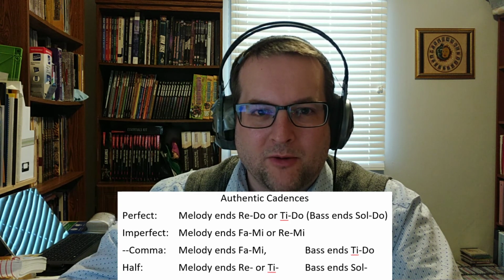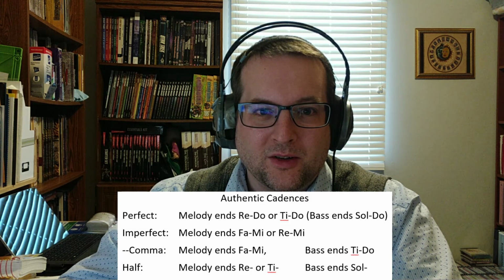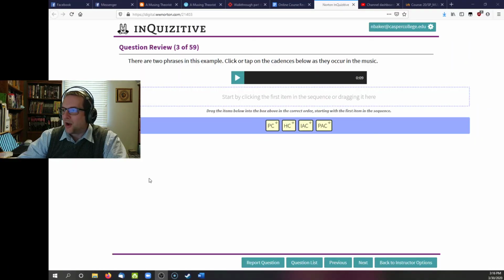All right, so let's go to our inquisitive and see how we use our knowledge of cadences and how functional areas relate to cadences to identify this in music. So to our inquisitive. All right, so this one has a musical example. There are two phrases. A phrase is a piece of music that ends in a cadence. So we're going to listen to it and we're going to identify our cadences. Listening to our bass is going to help us hear our harmony. Knowing our harmonic functional areas and resolutions are going to help us know what type of cadences they are. I might need to listen to the melody to identify whether it's a perfect authentic or an imperfect authentic, but the bass will tell me an awful lot. So let's take a listen.